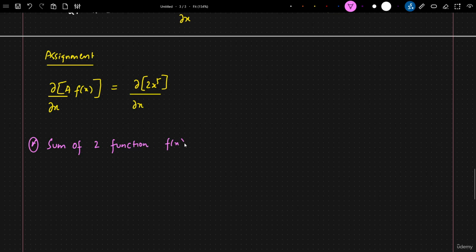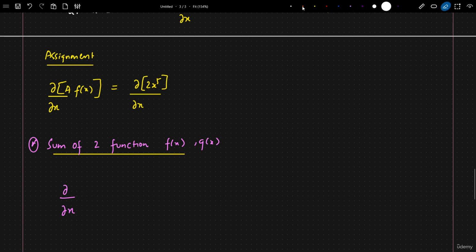One function is f of x and the other function is g of x. Now, in this scenario, if I want to find out the derivative, how do I go ahead and find it out? So it is nothing but the derivative with respect to x, and let's go ahead and write it down.